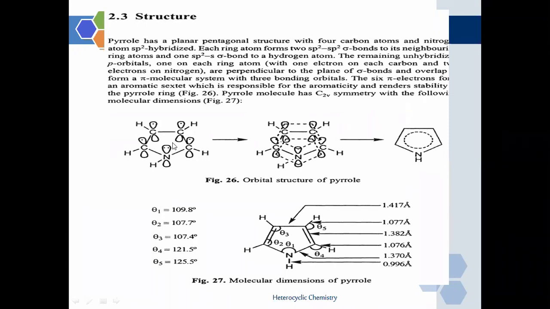The 6 pi electrons given by this pentagonal system, that is 4 pi electrons from the carbons and 2 electrons offered by the lone pair on the nitrogen atom, will complete the sextet of pi electrons, and these 6 pi electrons offer an aromatic character to this pyrrole ring system. So this is an orbital picture. These are the unhybridized p orbitals of the pyrrole ring, and the pi electrons in the pyrrole system are continuously moving as the unhybridized p orbitals are there.